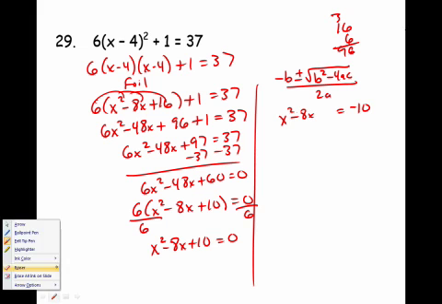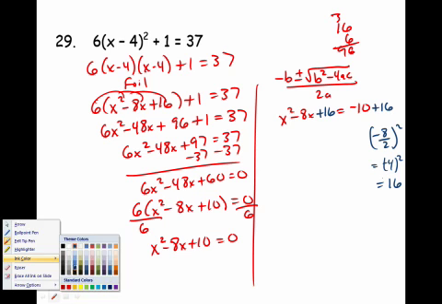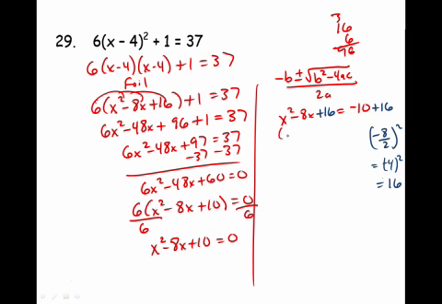Now I'm going to go ahead and do my completing the square. Completing the square is my b value, which is negative 8 divided by 2 squared. When I do that, I get negative 4 squared, which is equal to positive 16. So I want to add 16 to both sides of my equation. When I do that, the left side is factorable. It's x minus 4, x minus 4. So this becomes x minus 4 squared is equal to 6.